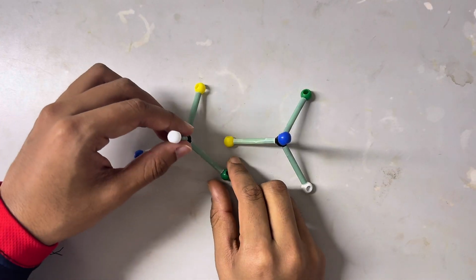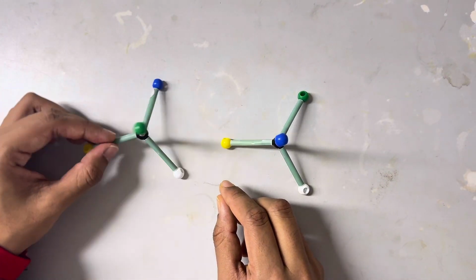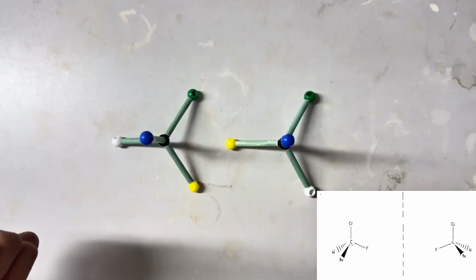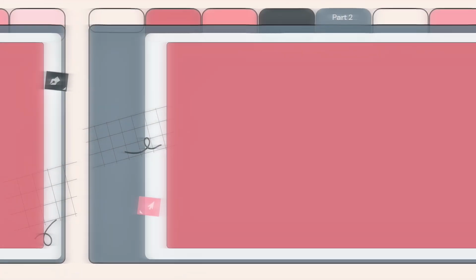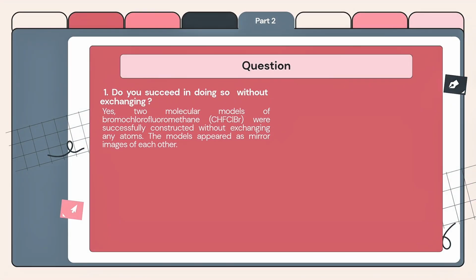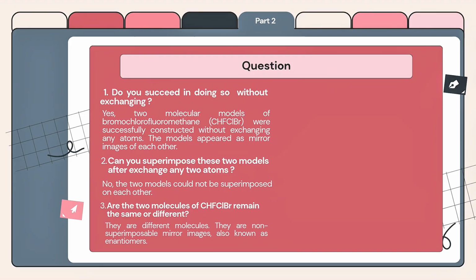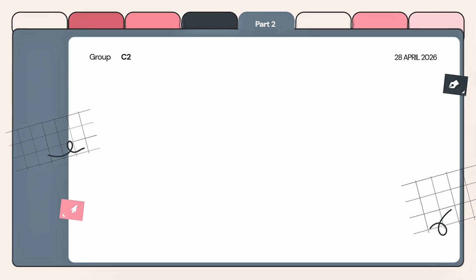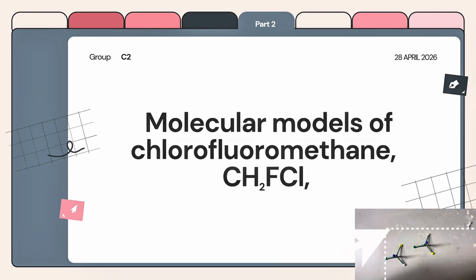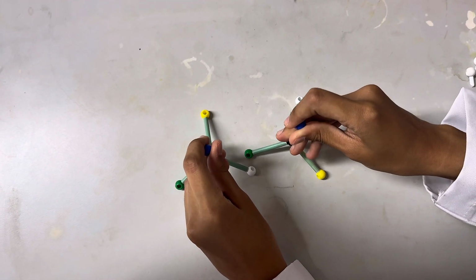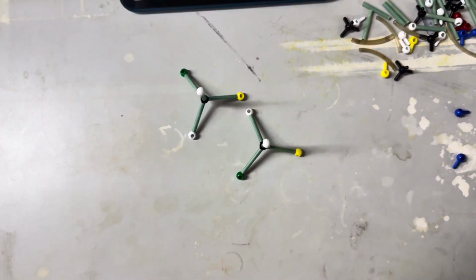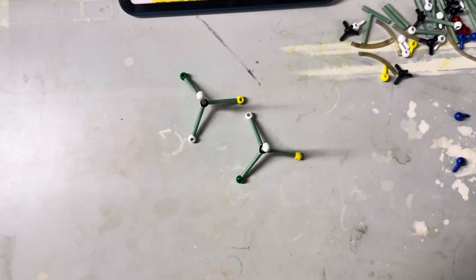Then, one model was placed onto the bench and, without changing any atoms, the second model was rotated beside it to form a mirror image. Afterwards, two molecular models of chlorofluoromethane were derived from the bromochlorofluoromethane models. Then, both models were thrown onto the bench again, picked up and superimposed.